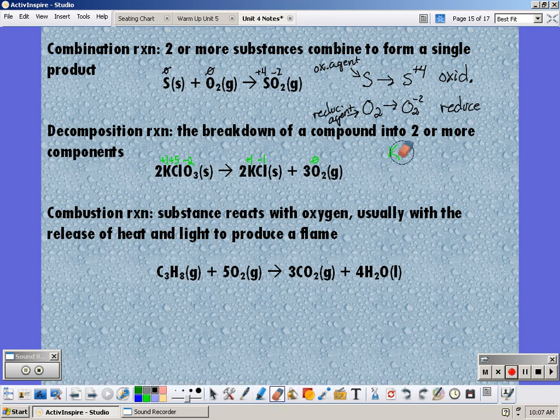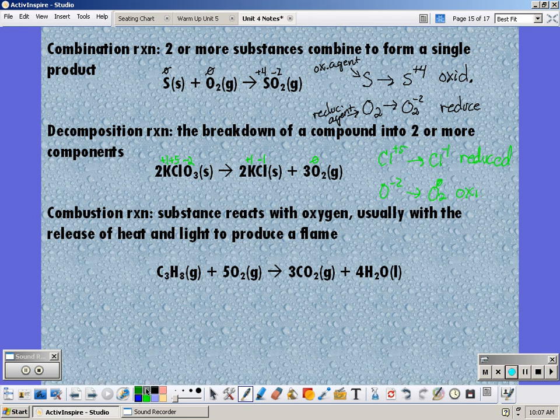The chlorine is changing. So the chlorine is going from +5 down to -1, so that's been reduced. And then my oxygen is going from -2 up to 0, so that has been oxidized.